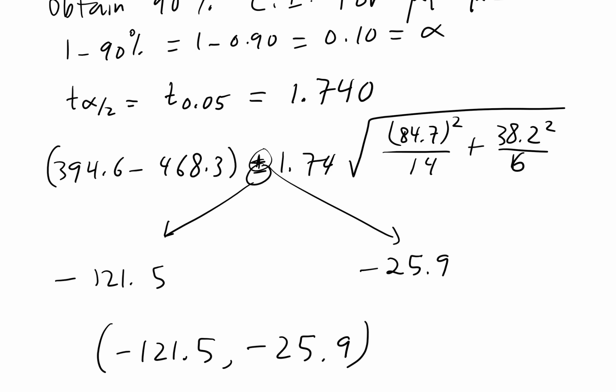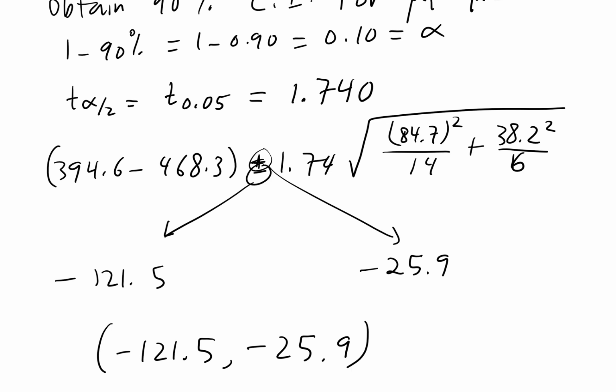That's what we got. This means we are confident that the difference between the two means is somewhere between negative 121.5 and negative 25.9, whatever this talks about, if it's minutes, it's time, or something else. So that's what this tells us. This is what this section is about.